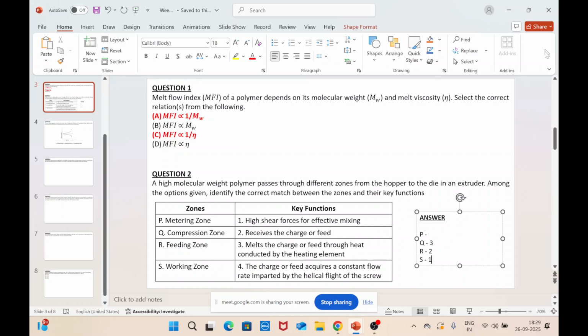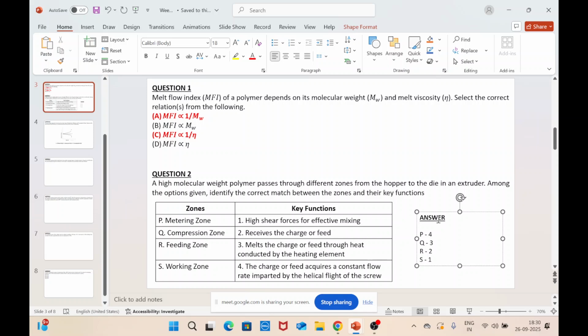And P is actually 4. So the metering zone is basically the zone where the charge or your feed is going to acquire a constant flow rate by the screw.